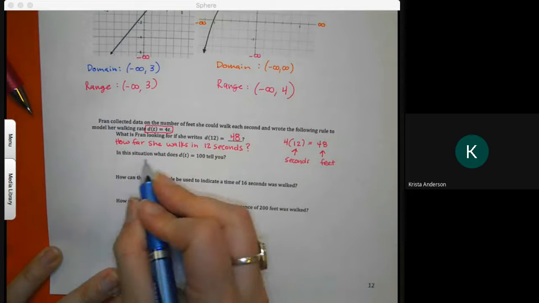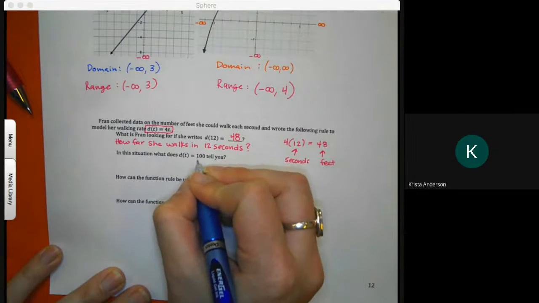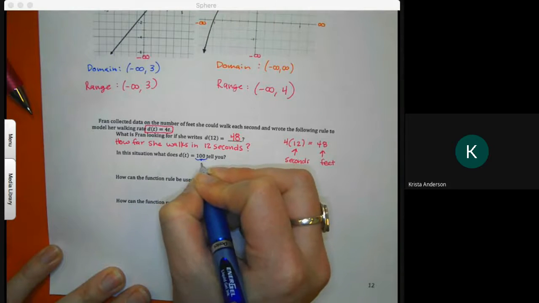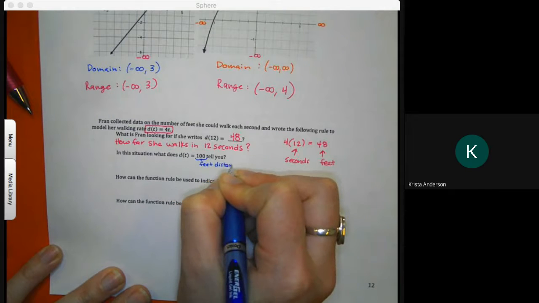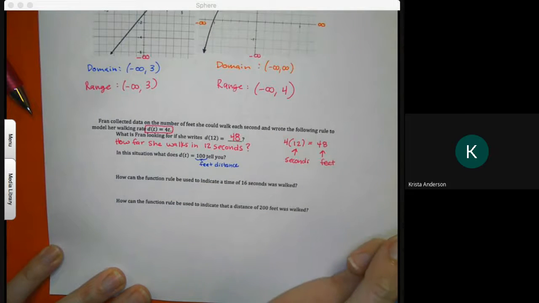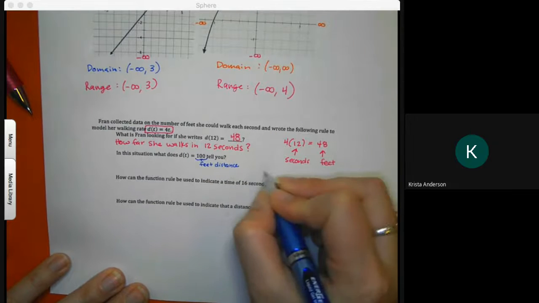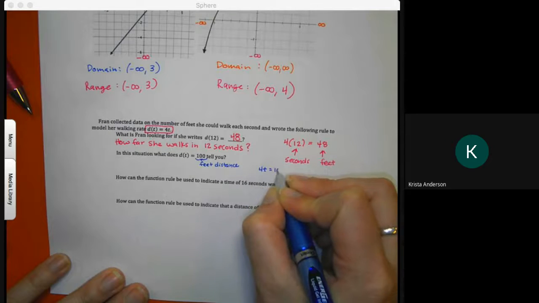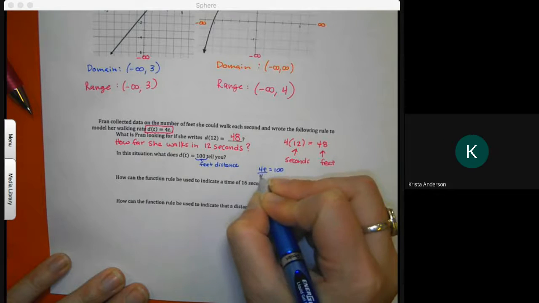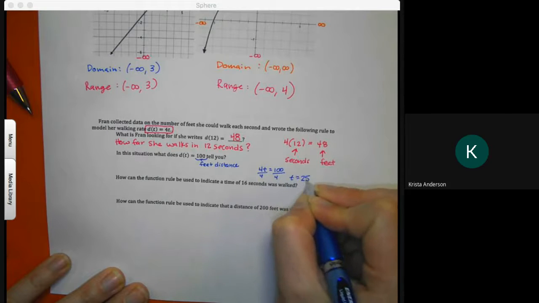In this situation, what does d of t equals 100? Well, t is time, so this means distance in feet. If you wanted to solve it, you would say 4t equals 100. Well, if I divide by 4, that means my time is 25 seconds.